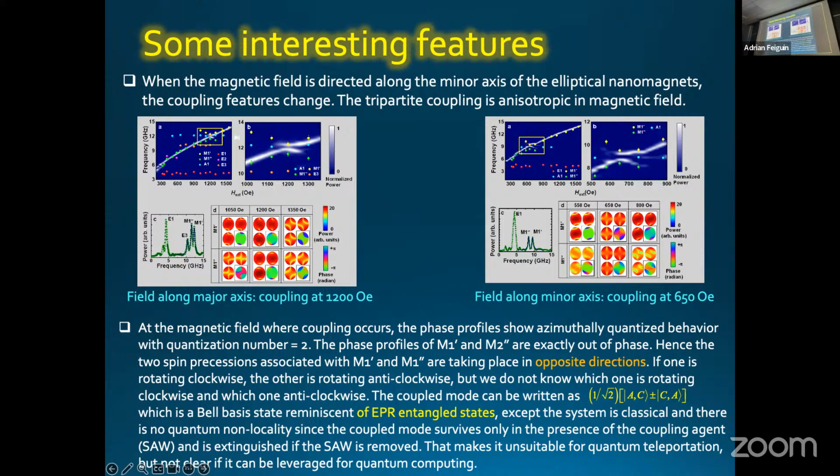So we call the counterclockwise as C and anti-clockwise as A. The coupled mode can be written as an entangled state, right? So which is a Bell basis state reminiscent of EPR entangled states. But the system is classical.